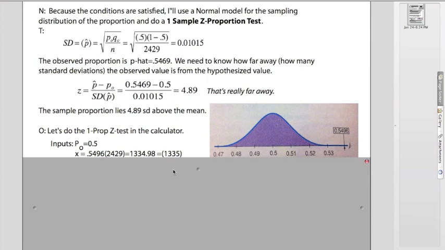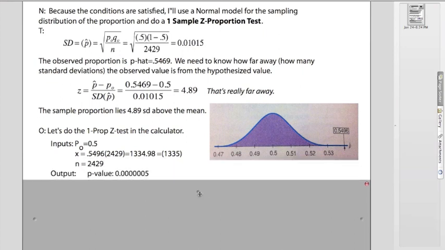If we move on to obtaining our p-value, here's what it looks like. In the calculator, we're doing the one prop z test. The inputs: my p0 is 0.5. My x, now they told you x in the initial problem, but if you didn't know x, and they simply told you a percentage, then I would multiply the p hat that they'd given me by the sample size, and that would tell me what it would be. In this case, they told us it was 1335, where our sample size was 2429.